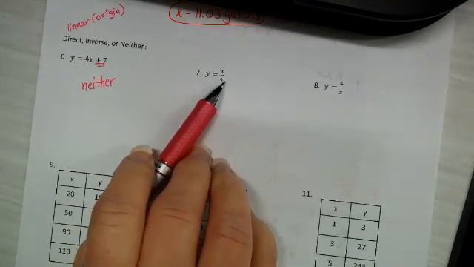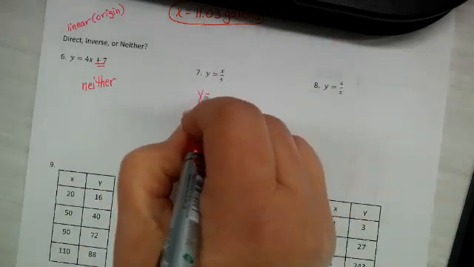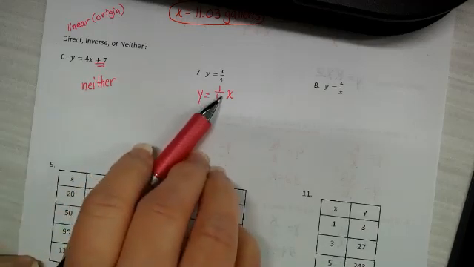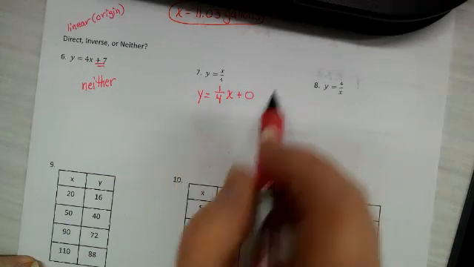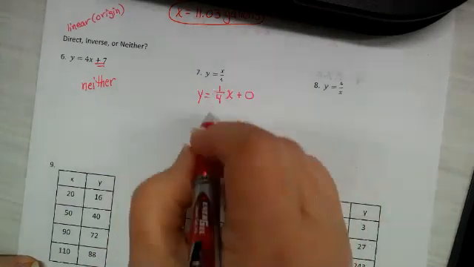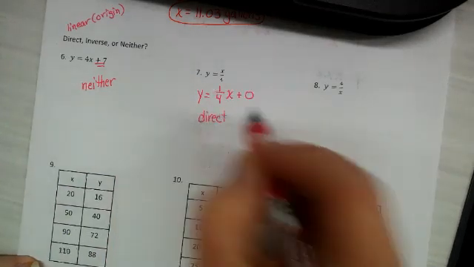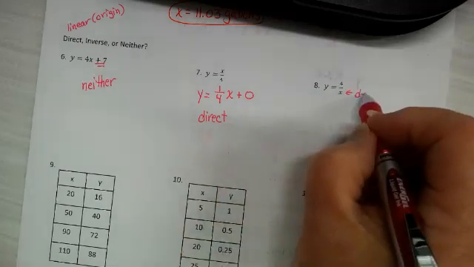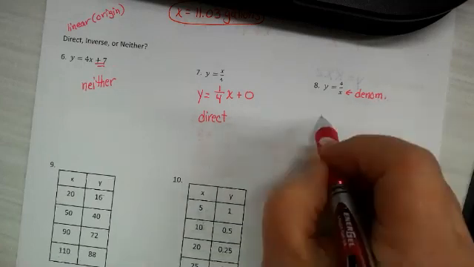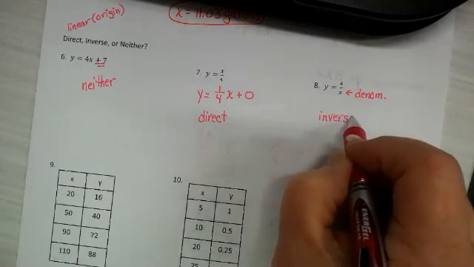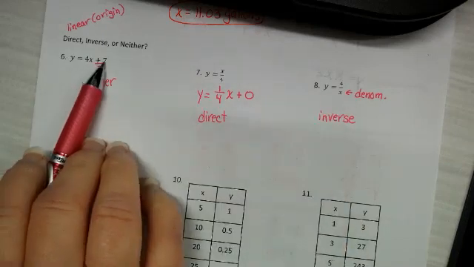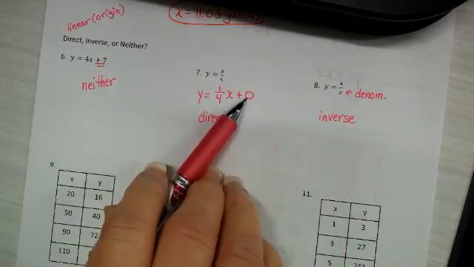The second one is x over 4. And if you wanted to, you could think of that as 1/4 times x, which means it's linear. 1/4 would be your slope. And there's no y-intercept listed, so it's 0. So yes, this one's direct. And then number 8, notice that x is on the denominator. That makes it inverse. So that's how we tell by looking at our equations. It's linear, but it doesn't go through the origin. We can't call it direct unless it goes through the origin.